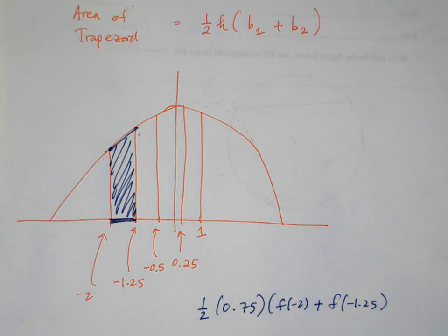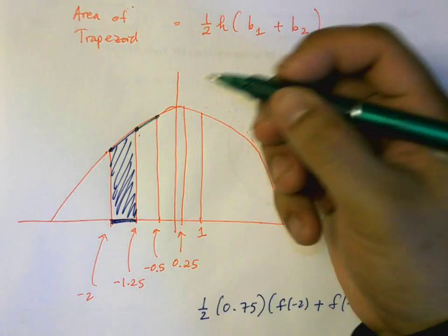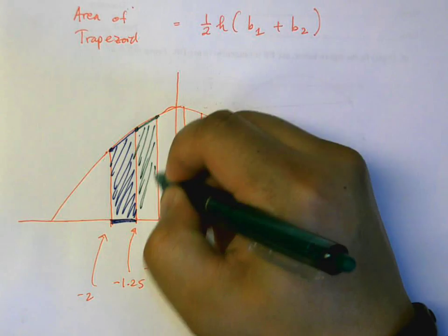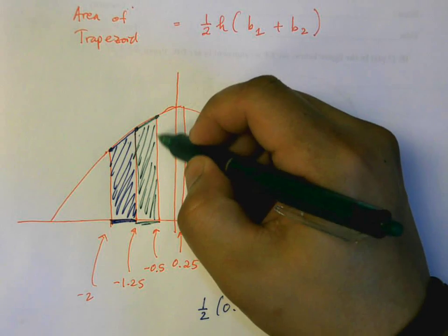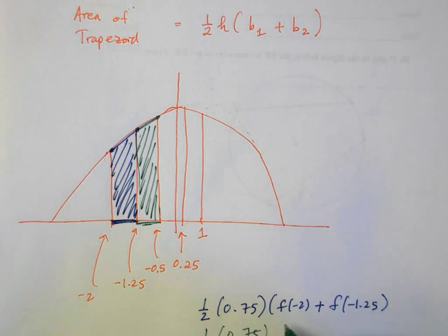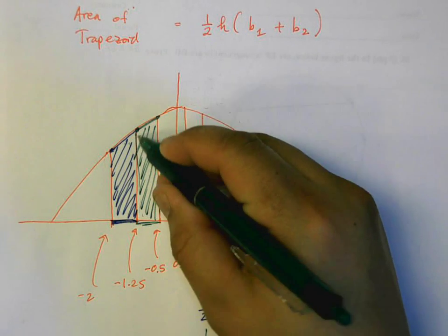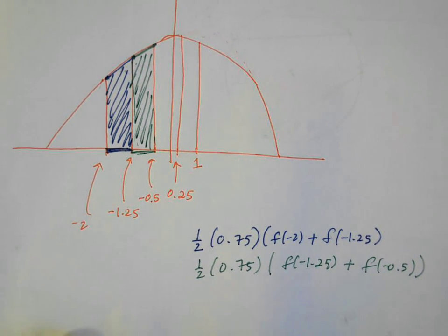Then the next trapezoid is going to be, take this point and this point, draw a straight line connecting them, and it's going to be this green area here. So this is going to be the height, and these two red lines here are going to be the bases. So this is 1/2. The height is 0.75 from here to here. The bases are f of -1.25 and f of -1/2.